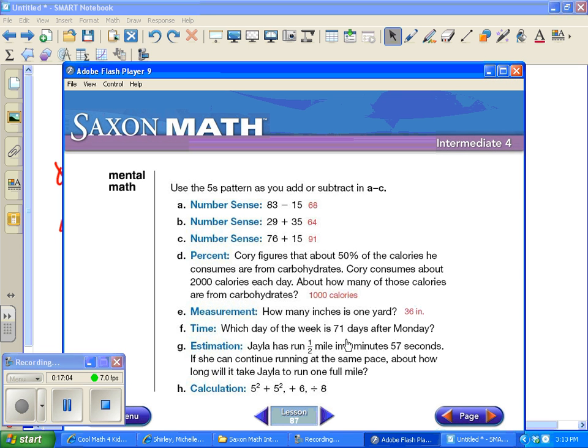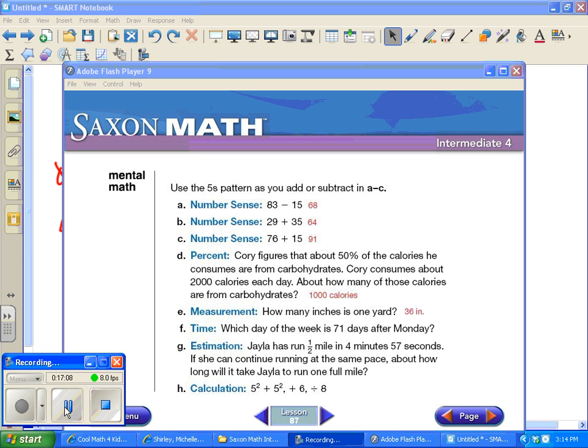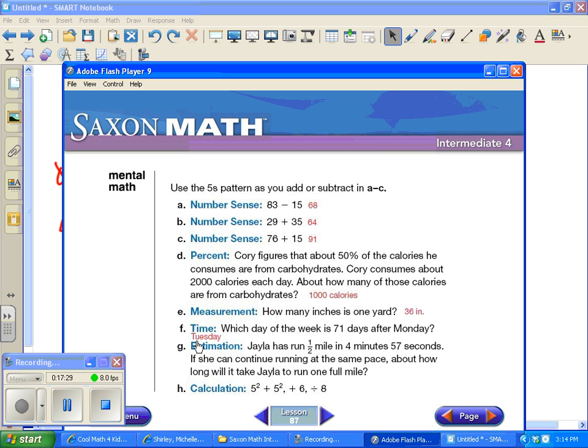Which day of the week is 71 days after Monday? Okay, I know my weeks are in multiples of 7, and the multiple of 7 that is closest to 71 is 70. So 70 days after Monday, that'd be 10 weeks. And guess what? It would be Monday again. So 71 days, that would put us on a Tuesday.